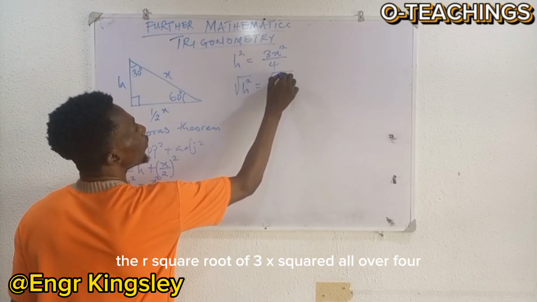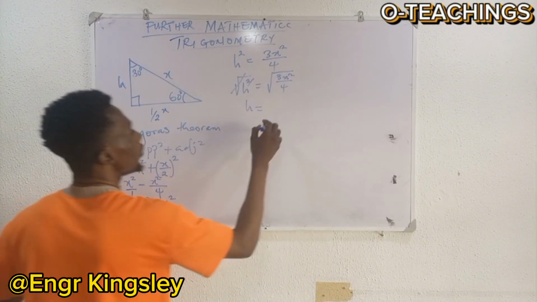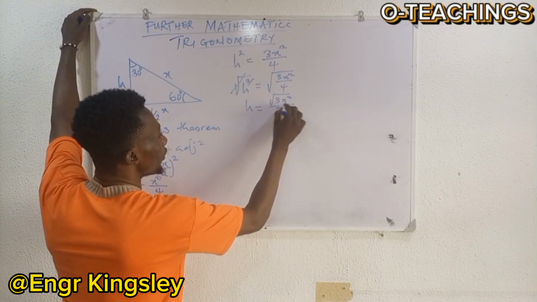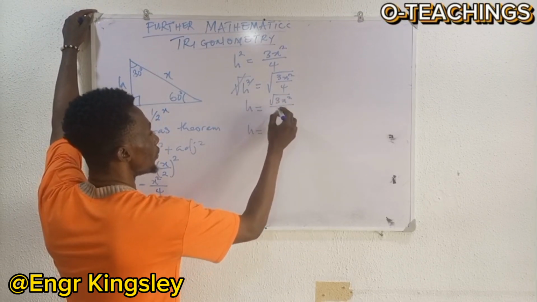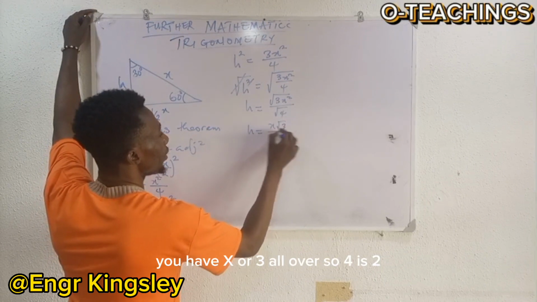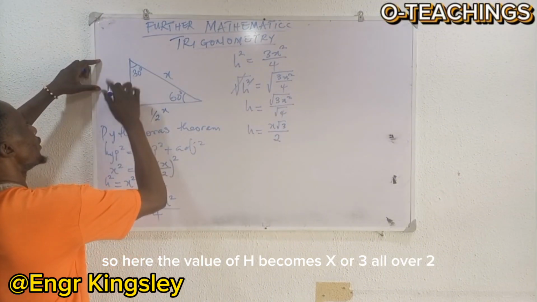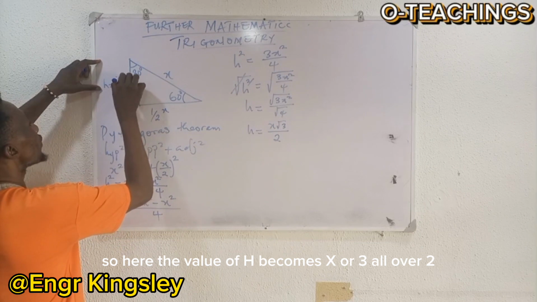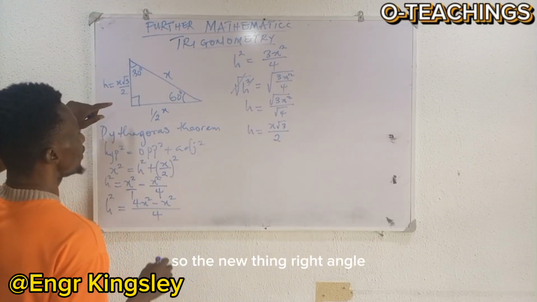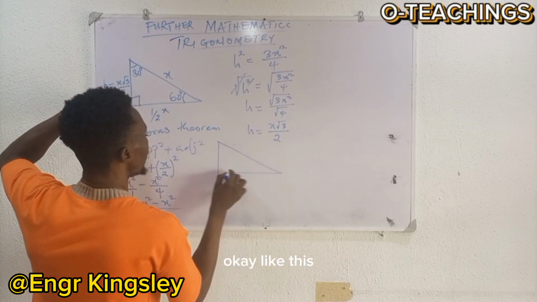The square root of 3x squared all over 4. This we cancel. h will be equal to, the square root is affecting the numerator and affecting the denominator. So you have that h is equal to, this affecting the x squared and affecting the 3, you have x root 3 all over, the square root of 4 is 2. So here, the value of h becomes x root 3 all over 2. So we can evaluate our angle. The new right angle triangle we're now using to evaluate looks like this.